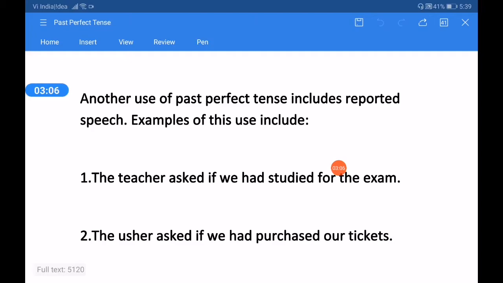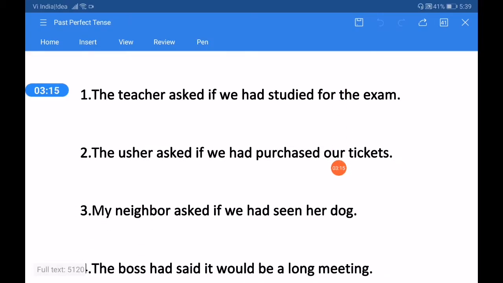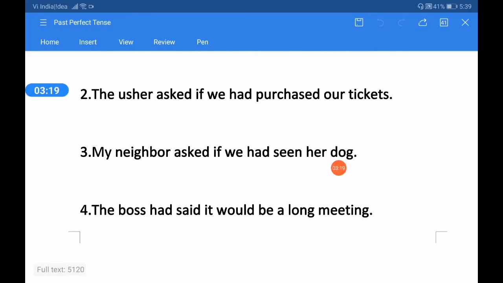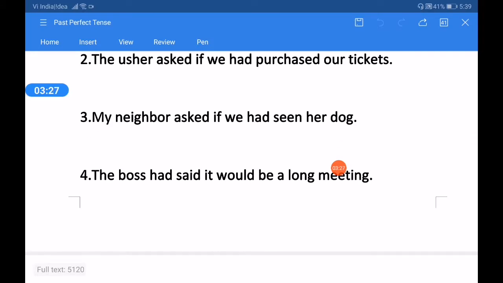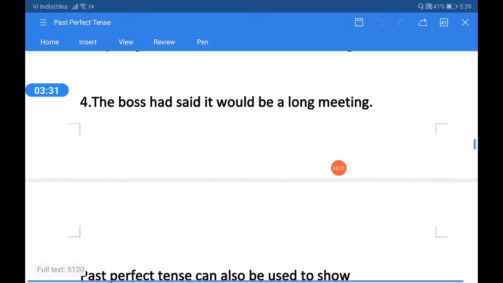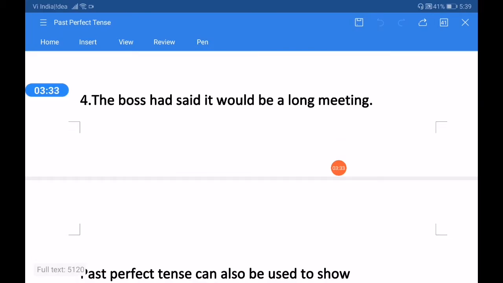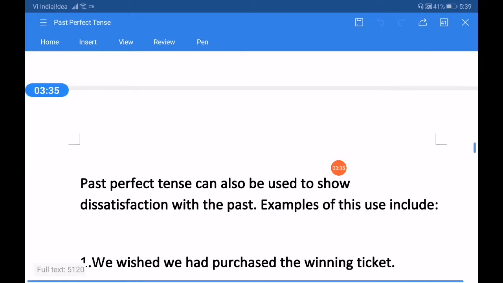Dear students, another use of past perfect tense includes reported speech. Examples of this use include: number one, the teacher asked if we had studied for the exam. Second, the user asked if we had purchased our tickets. My neighbor asked if we had seen her dog. The boss had said it would be a long meeting.